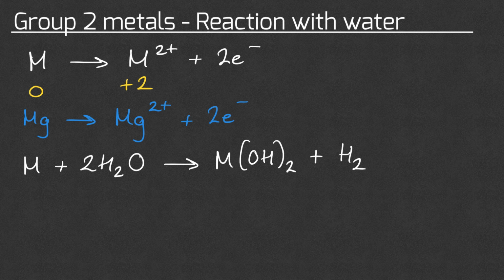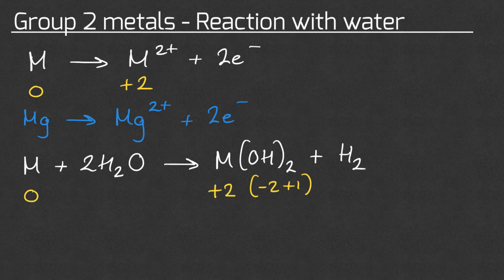When group 2 metals react with water, they form a metal hydroxide. Now remember, an OH- ion has a charge of -1. We know our metals have a charge of 2+, so we need 2 lots of the OH- ion to form the metal hydroxide. To balance the equation, this means we need to have 2 water molecules, and we also form hydrogen gas.